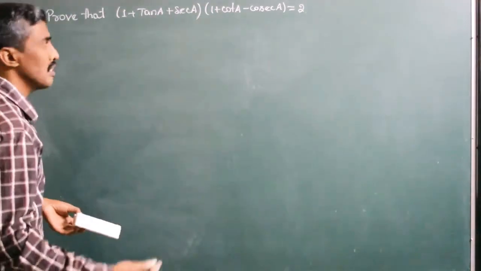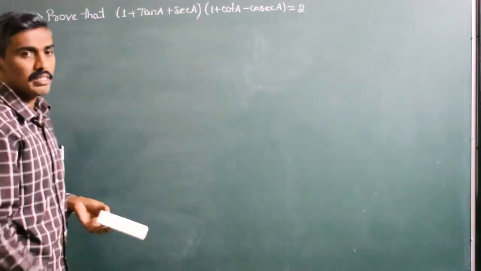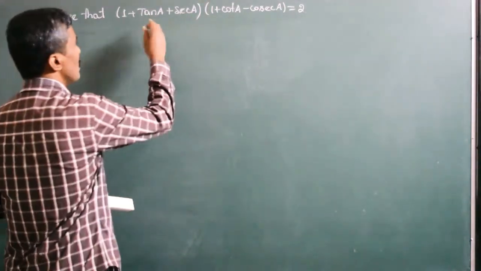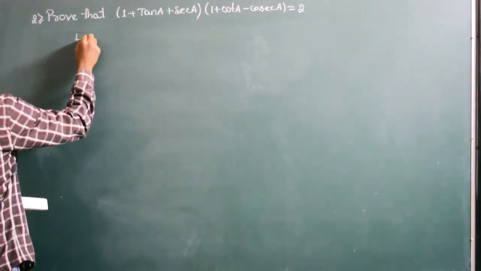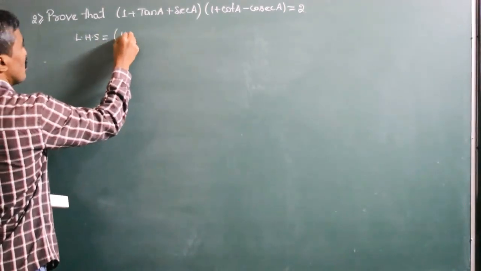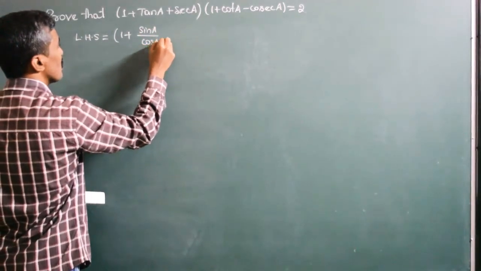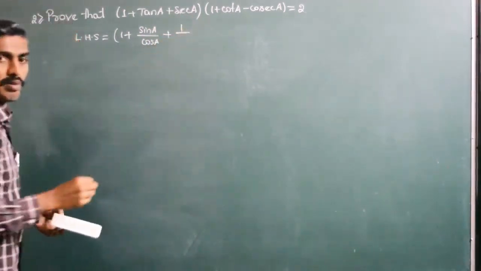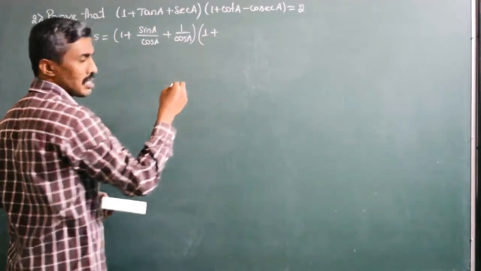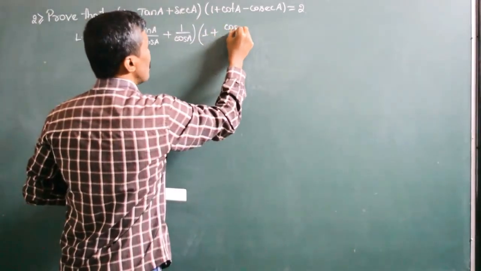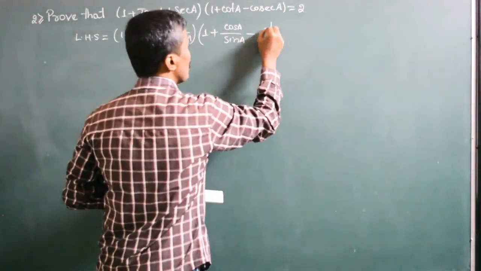We have already seen in the previous problem that we expressed tan and secant in the form of fraction. Similarly here tan, secant, cot and cosecant. Okay. So I will take the LHS. LHS is equal to 1 plus tan a, which can be expressed as sin a by cos a, plus secant a as 1 by cos a, good, into, keep 1 as it is, plus cot a as cos a by sin a, minus cosecant a is reciprocal of sine, so 1 by sin a.